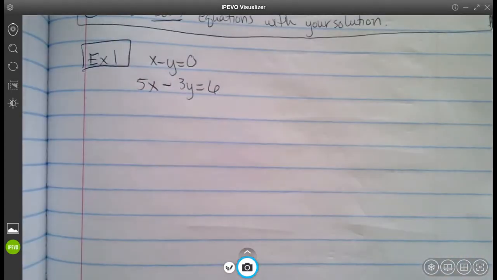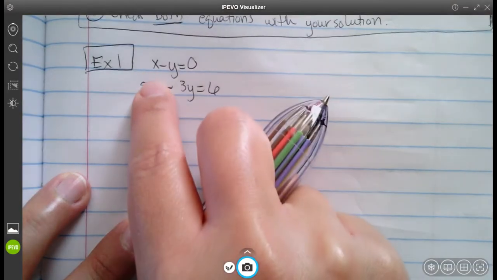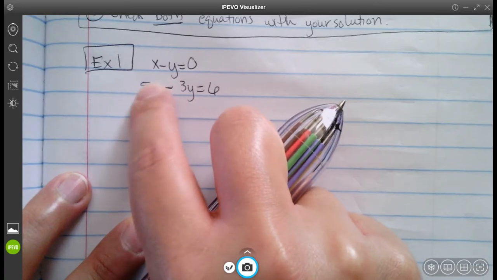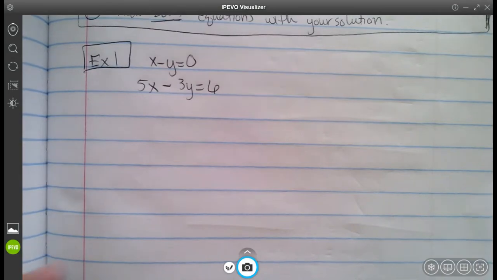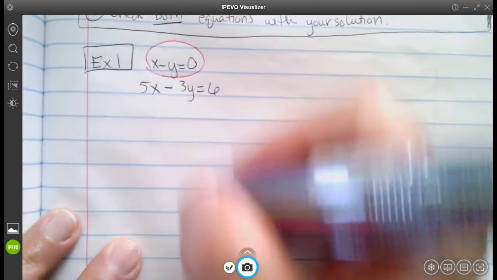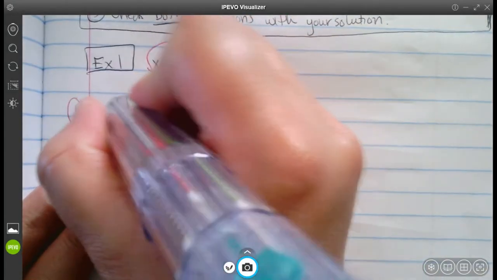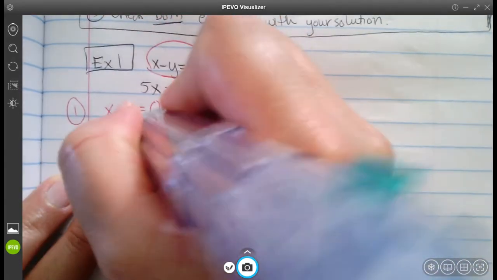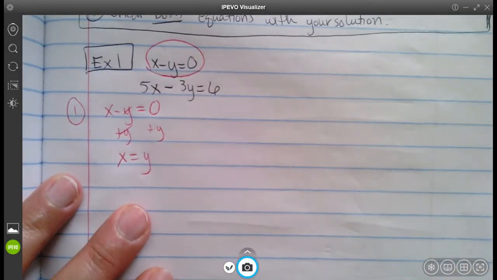So here's example number 1. What I like to do is find the equation that doesn't look so complicated. If you look at the first equation, x and y are by themselves, they just have a 1 coefficient. So this is probably the one I'm going to work with. I'm going to choose this one for step number 1, and I'm going to solve for x. So x minus y equals 0. To solve for x, we add y to both sides. So x is equal to y. Something nice and simple.